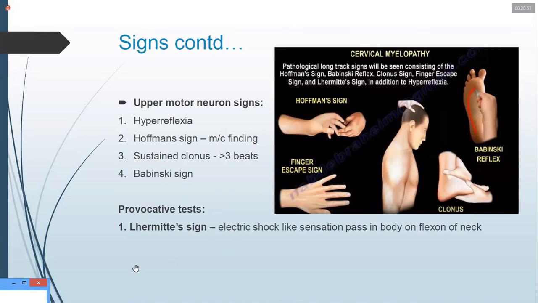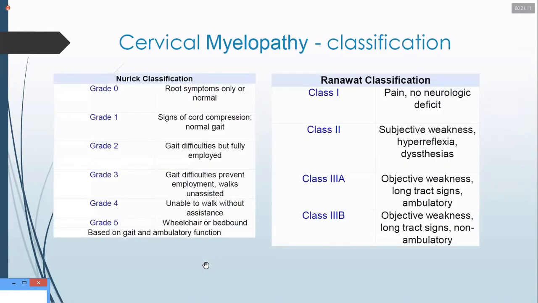And for provocative tests, we can do the Lhermitte sign. This is when we flex the head, asking the patient to touch the chin to the chest, and then there might be an electric shock-like sensation that passes through the body. That's the Lhermitte sign. And there are different classifications. This in-depth is not required at your level.